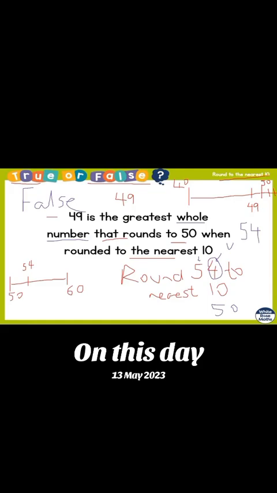So for the nearest 10, you are always looking at the units column. If it's 5 or more, I round up or bump up. If it's less than 5, then I round down or bump down. So this statement or claim is false.